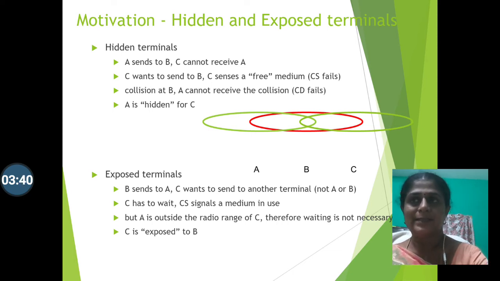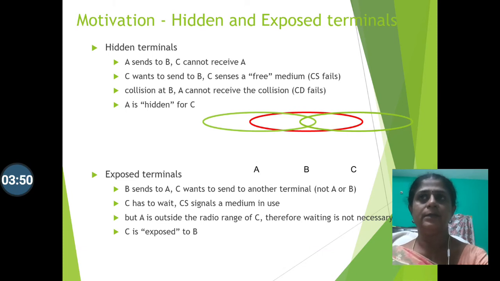Now A wants to send something to B. It looks into the medium and starts sending. Now C wants to send something to B at the same time. C also looks into the medium, finds the medium to be free, and starts sending. But both of them have sent data at the same time, which collides at B. This is not known to both A and C. This problem is called the hidden terminal problem, where A is hidden to C and C is hidden to A. This happens only in a wireless network.